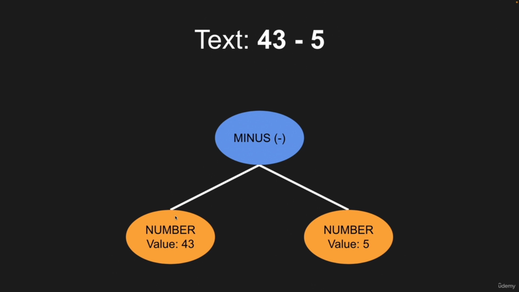Here's another example. Here's the number 4, value 43 minus 5. And see how these are also ordered? These trees are also ordered, right? So it's not like 2 plus 1, but it's 1 plus 2.